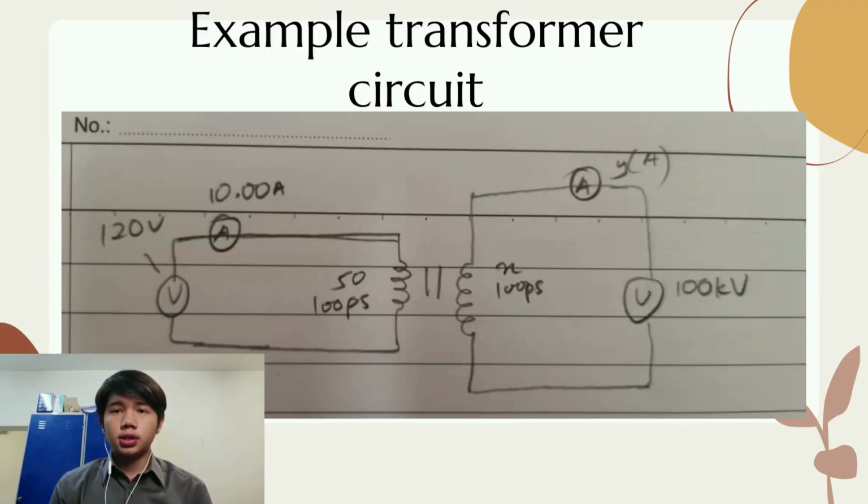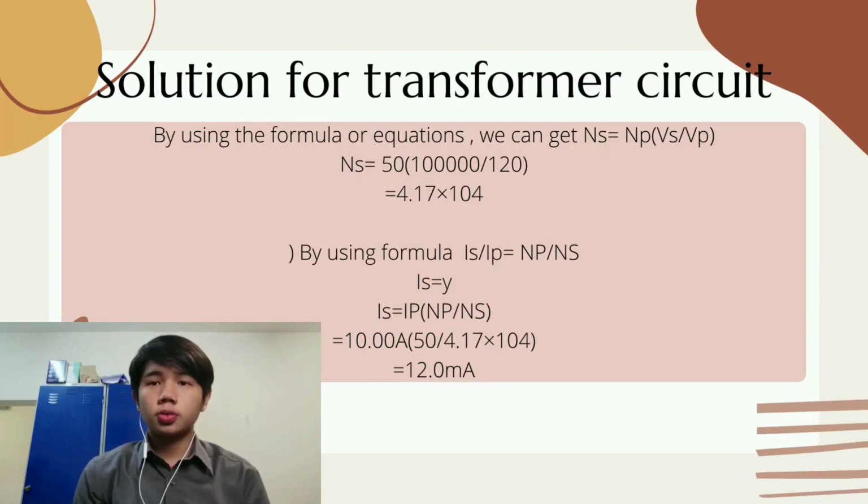Next, as appears on the slide above, this is the example transformer circuit, and I will show the solution. For the solution, we want to find the loops for the secondary. We can use the formula Ns equals Np times Vs per Vp. So we can conclude the N secondary is, and we put in all the values such as 50, 100,000 per 120, and we can get the loops for the secondary N.